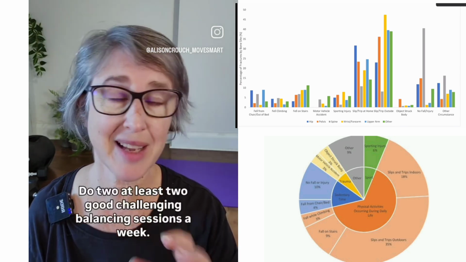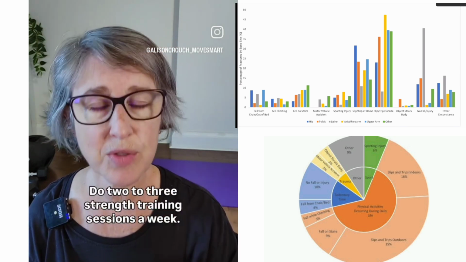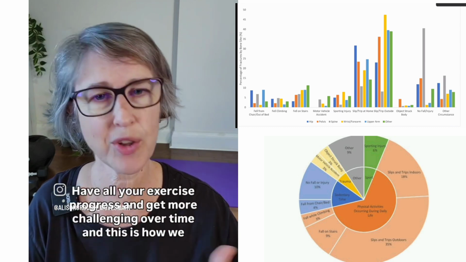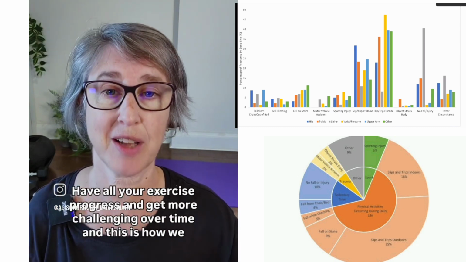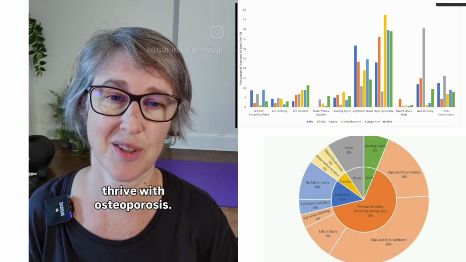Do at least two good challenging balancing sessions a week. Do 2 to 3 strength training sessions a week. Have all your exercise progress and get more challenging over time. And this is how we thrive with osteoporosis.